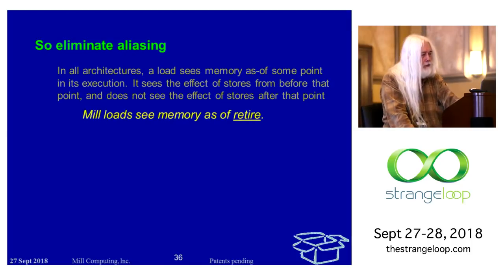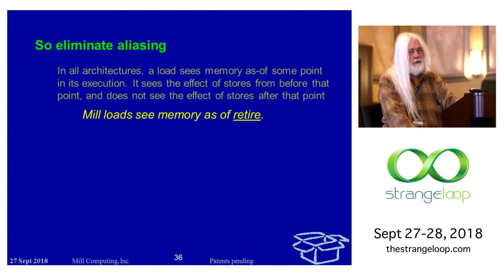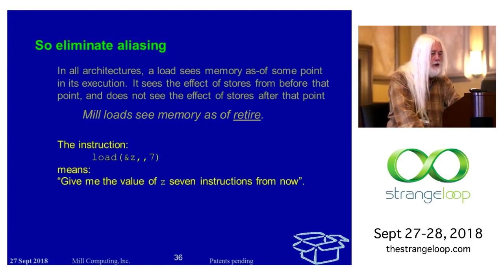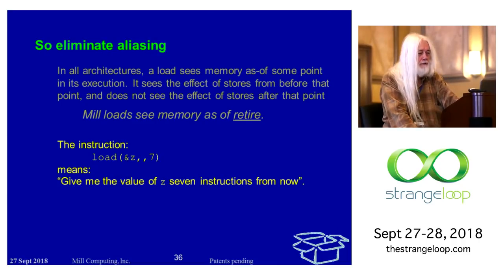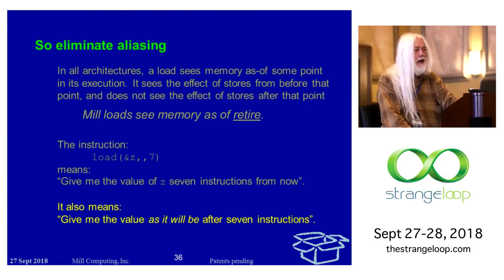On the Mill, loads see memory as of the retire of the load. Not as of the issue of the load, but as of the retire of the load. So if the instruction says with a delay of 7, this means don't bother me with the result for 7 cycles and then give me the result, and I can be doing 7 cycles worth of stuff while you're running out trying to get a value for me. But it also means give me a value as it will be 7 cycles from now.